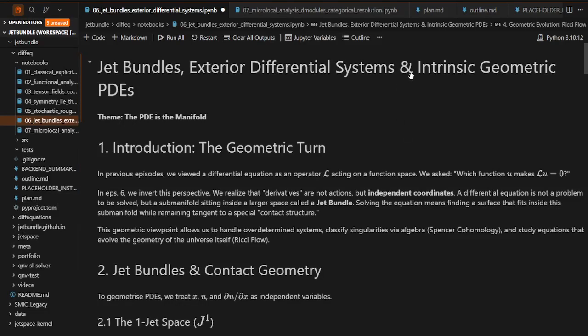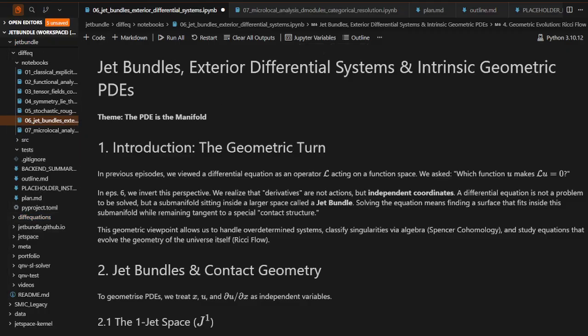It's episode 6 now, and I'm gonna talk about myself today because I'm egotistical like that, right? This is the 6th episode of our differential equations odyssey, if you will. We have arrived at exterior differential systems, intrinsic geometry of PDEs and jet bundles. What the heck does that mean?